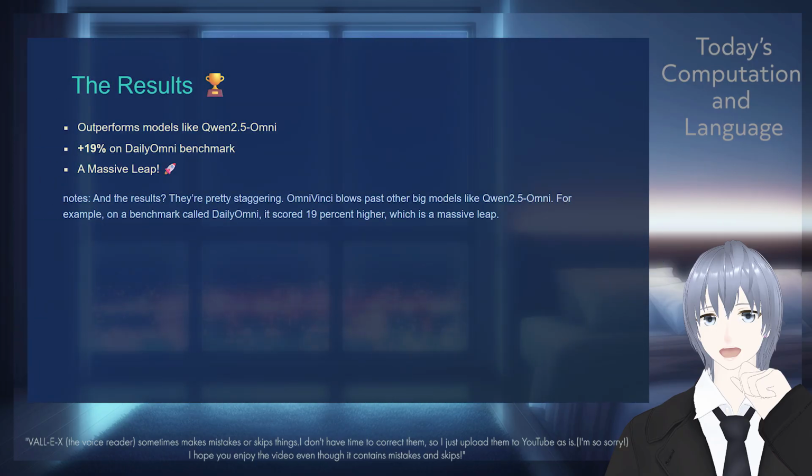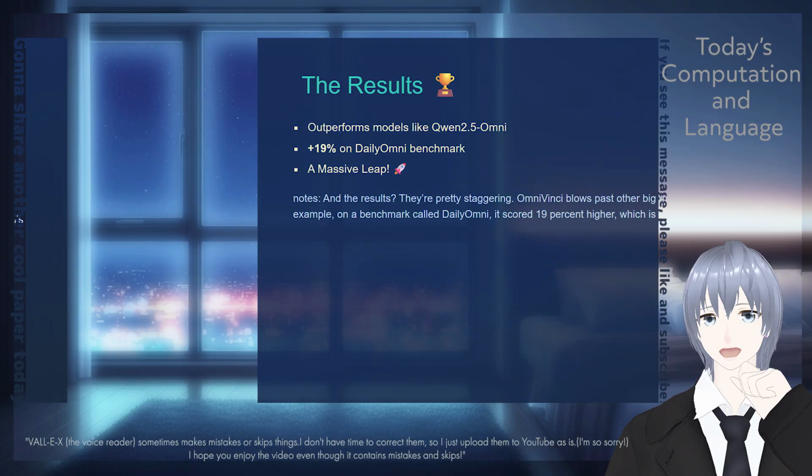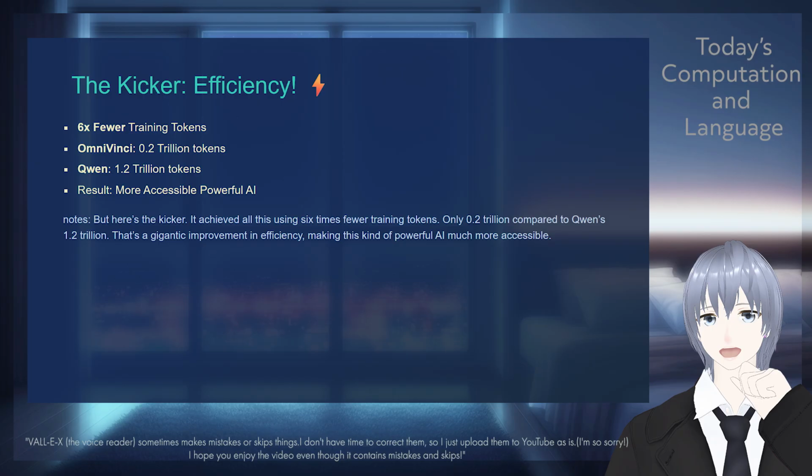Then the results, they're pretty stunning. OmniVinci blows past other big models. For example, on a benchmark called DailyOmni, it scored 19% higher, which is a massive leap. But here's the kicker. It achieved all this using 6 times fewer training tokens. Only 0.2 trillion compared to Qwen's 1.2 trillion. That's a gigantic improvement in efficiency, making this kind of powerful AI much more accessible.